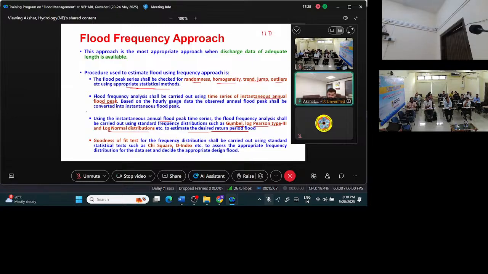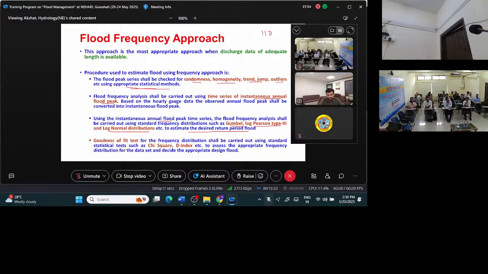So, what are these distributions? This Gumbel, log Pearson type 3, and log normal. These are natural distributions that convert our 25-year peak data into a continuous series. And on the basis of that series, we estimate the desired return period flood.